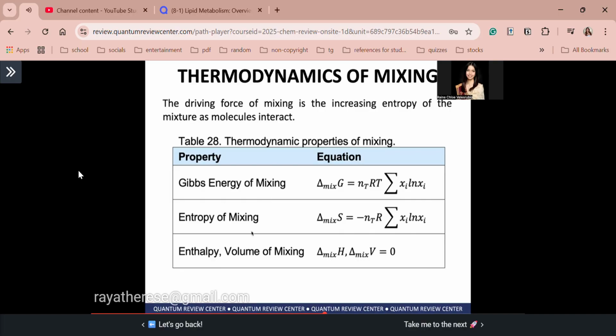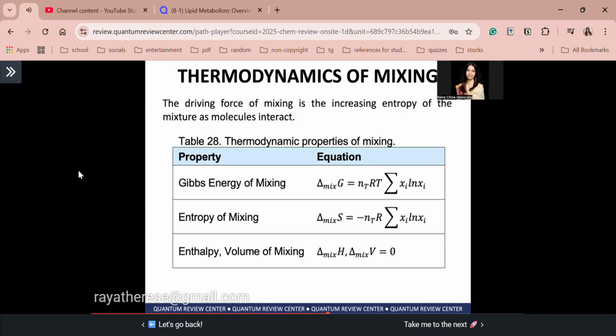Okay? And then lastly, we have the enthalpy and volume of mixing. Okay? Generally, delta mix H and delta mix V are equal to 0. Bakit? Kasi for ideal mixtures, guys, okay, the mixing should not release nor absorb heat. That's why delta H is equal to 0. Okay? Wala kang net heat. Again, mixing will not release or absorb heat for ideal mixtures. Okay? And the total volume will stay the same. That's why delta mix V is equal to 0. Okay? Meaning, walang swelling or shrinking when you add two substances together to form a mixture.